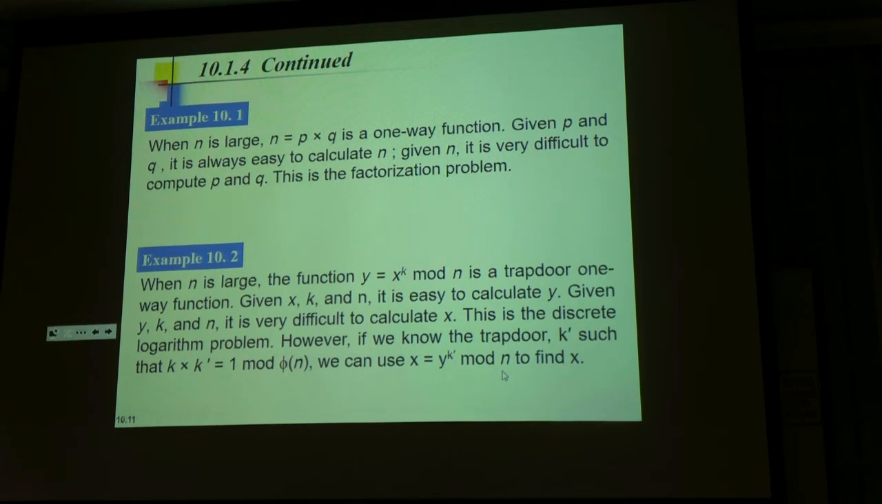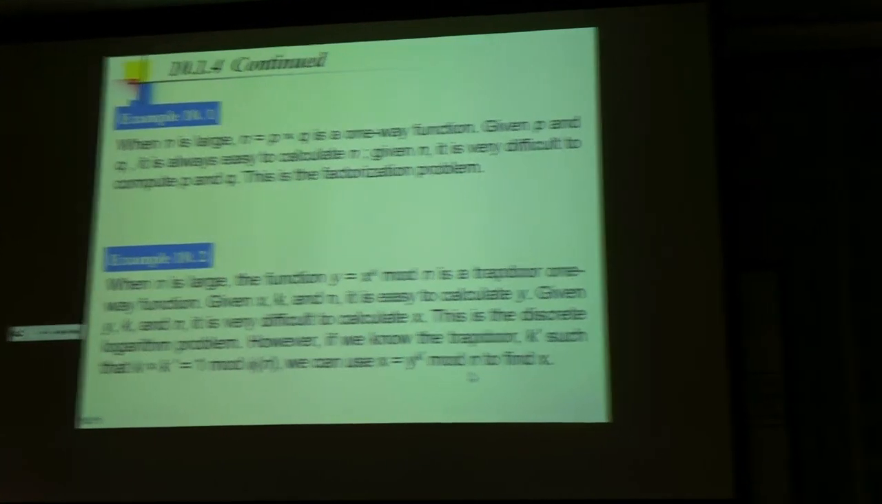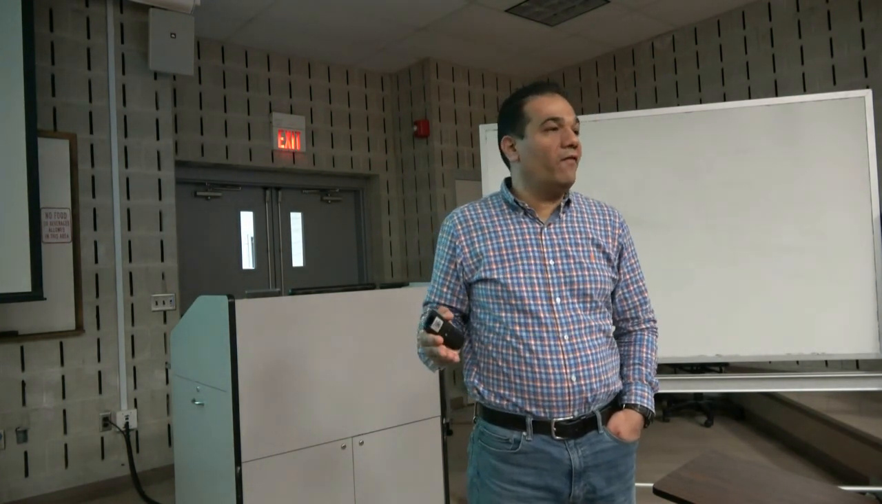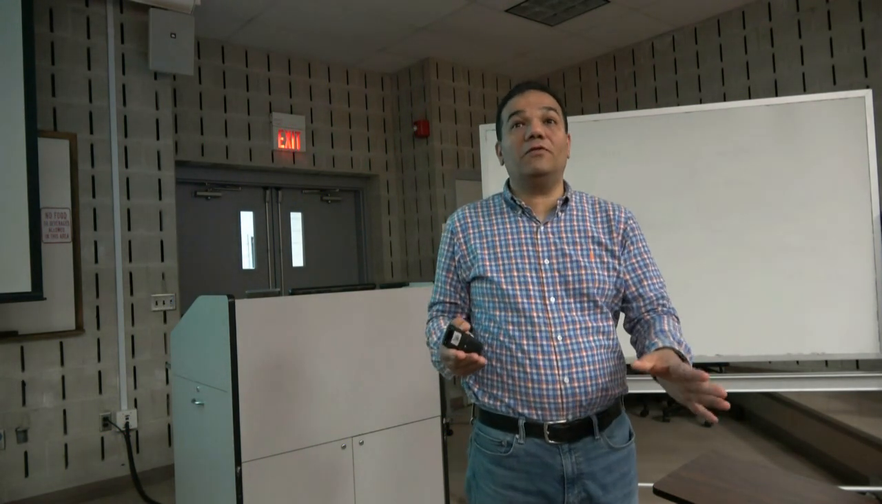Phi n we explained in the last lecture, okay? If we know the trapdoor, we can use x equals y to the power k prime mod n to find x. So the trapdoor here is k prime. If you don't know k prime, it's a one-way function. If you know k prime, it becomes a trapdoor one-way function. The trapdoor is what makes the computation easy.